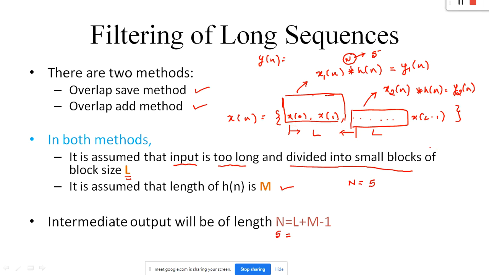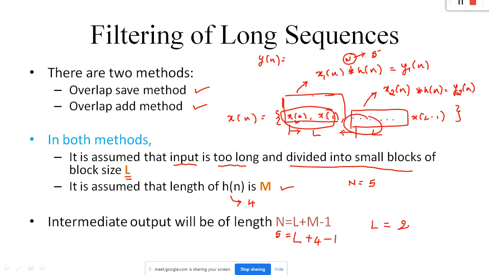You have an input x of n. Based on that, you should find out the L value, that is, how many input data are to be divided. Then obviously M is given. Say, for example, h of n has a sequence length of 4, then 4 minus 1 is 3. When I shift it here, 5 minus 3 is 2, which means I should take sequences of length 2.